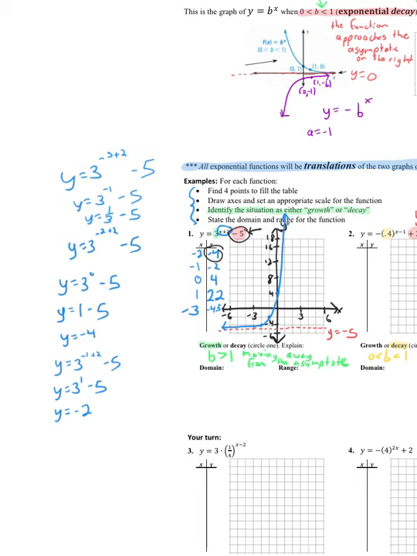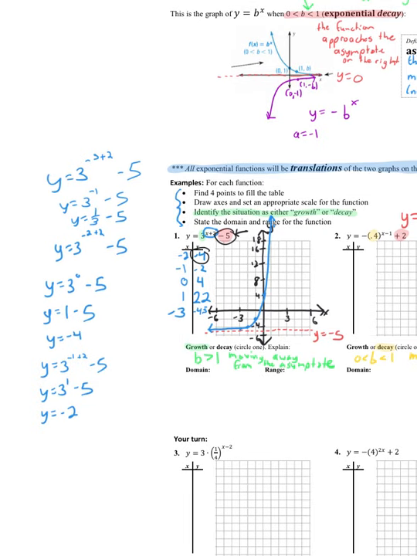Okay, so it never gets below that -5. That's what's going to happen when I have this asymptote. Okay, so that's the idea for problem 1 there.